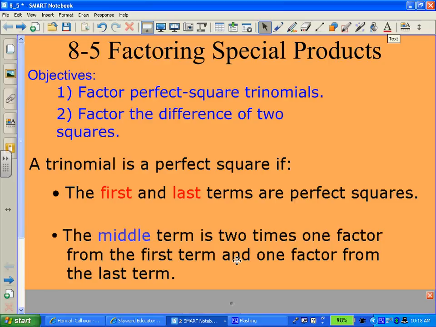So in order for something to be a perfect square trinomial, the first and the last terms have to be perfect squares, and the middle term has to be 2 times a factor of the first term and a factor of the last term. So 2ab, if you'll remember, it's a squared plus 2ab plus b squared.